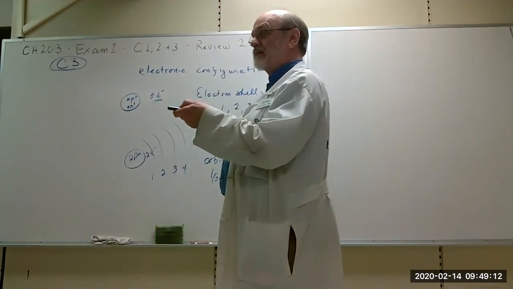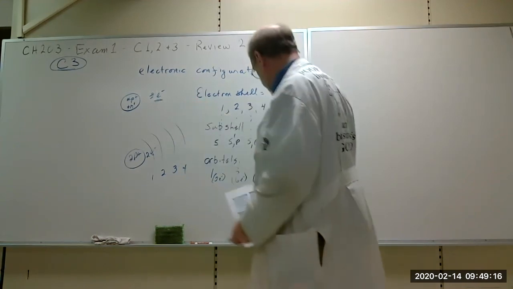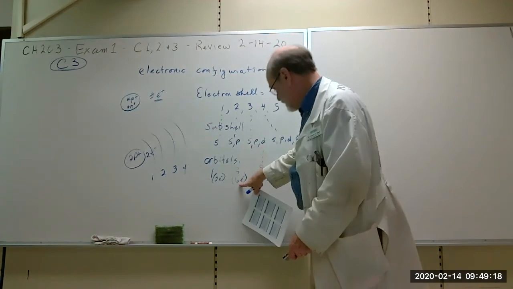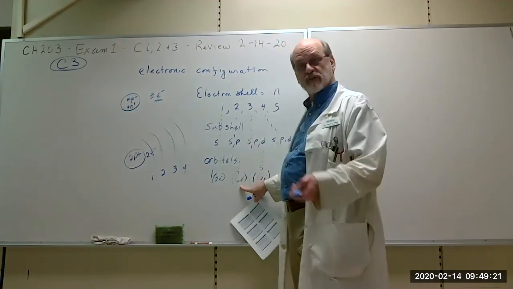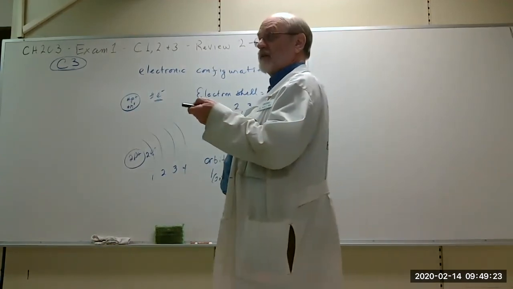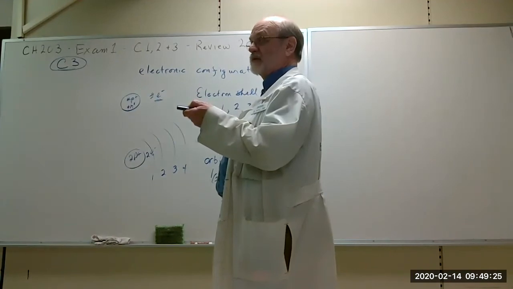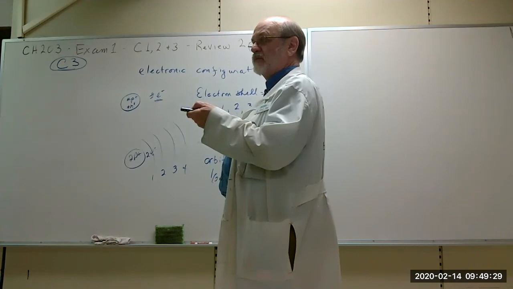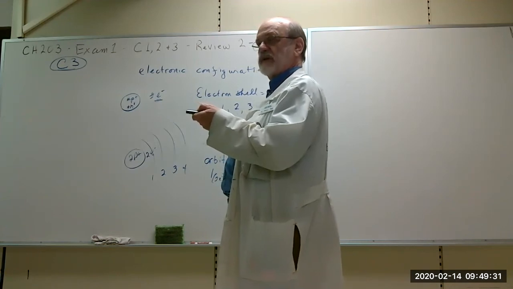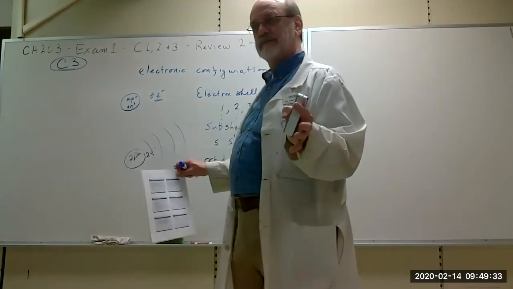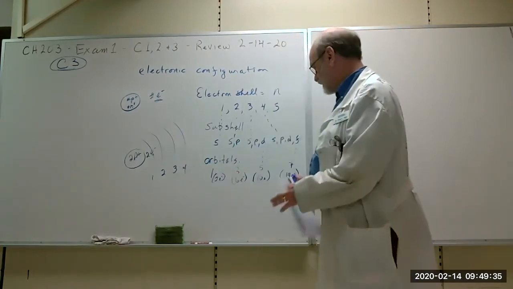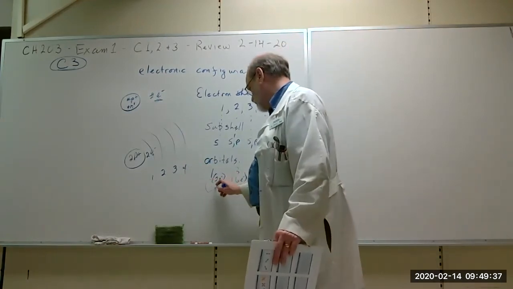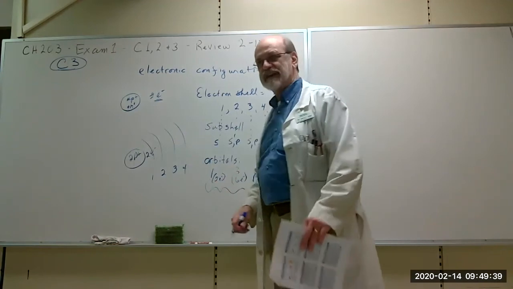Now we're in the P's, the 3P's, right? And in the P's, you have three orbitals with six electrons possible. So we're going to add six electrons, all right? So if we put one in, there's the P1, P2, P3, P4, P5, P6, you're full. So this is where the octet comes from. 2 plus 6 is 8.